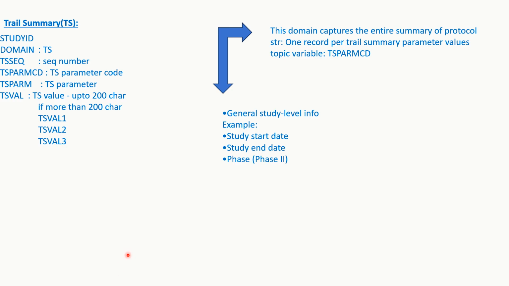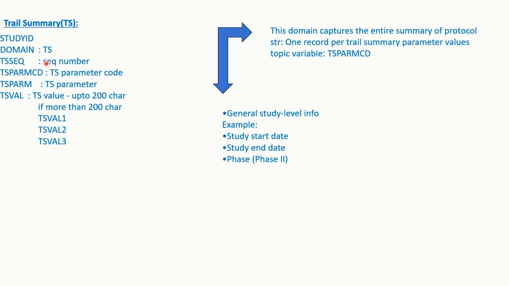So in the trial design domain model, the last domain is the trial summary domain. So in the trial summary domain, what will be captured? The entire summary of the protocol. Whatever the protocol has, all that data, the entire summary details, will be captured in one domain. That domain is the trial summary domain. For the trial summary domain, the topic variable is TSPARMCD, and the structure is one record per trial summary parameter value.